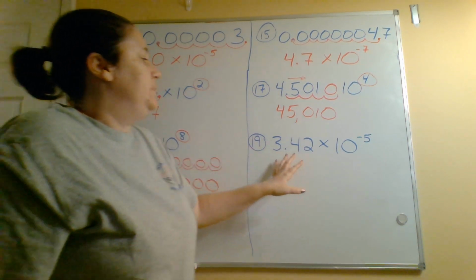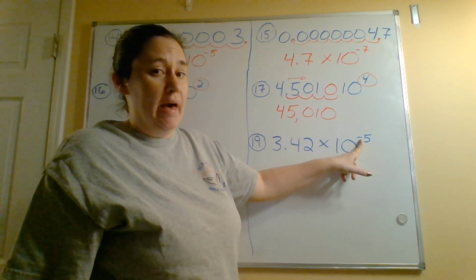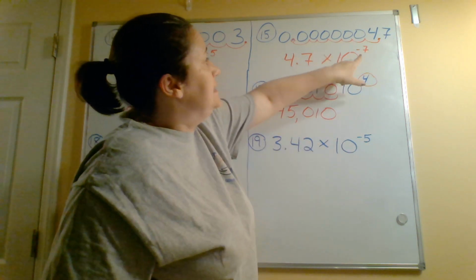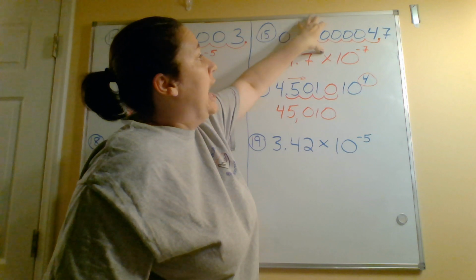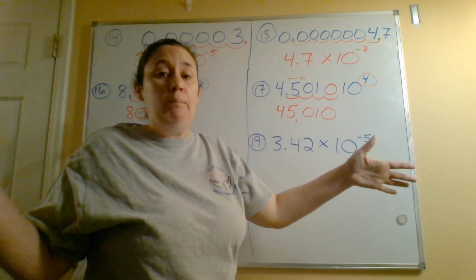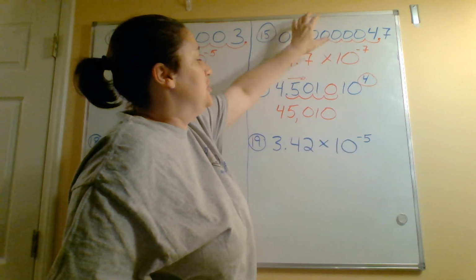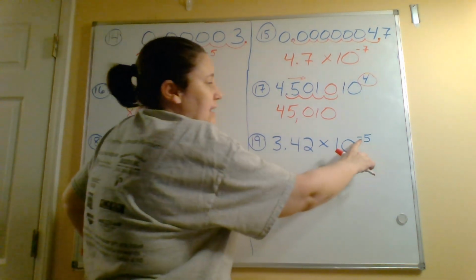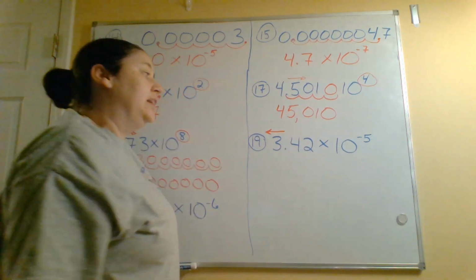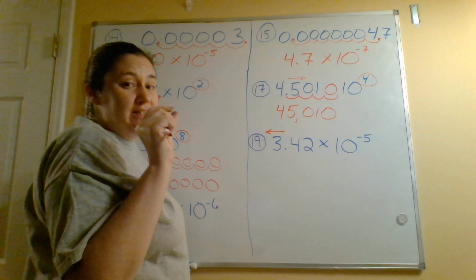Number 19 is 3.42 times 10 to the negative 5th power. Remember what I said about those negative exponents? When the exponent is negative, that means you have a tiny little itty bitty decimal that's less than 1. You don't have a really big number that's up in the thousands or the 10,000s or the millions. You have a small decimal. So since this says -5, I'm going to have to move the decimal point to the left because I don't want this number to be really big. I want it to be tiny.